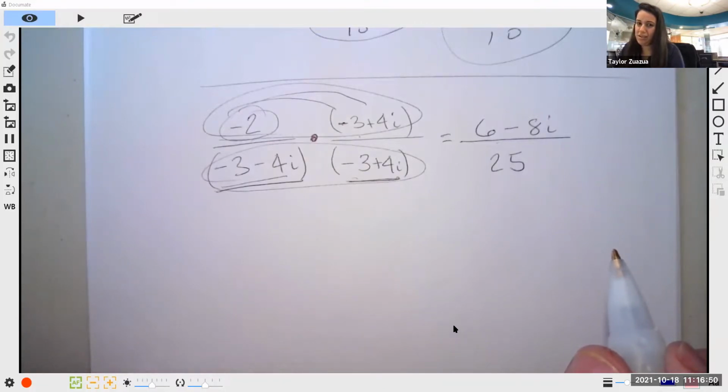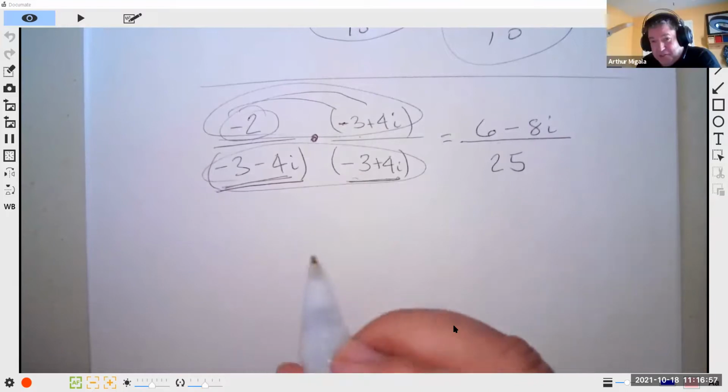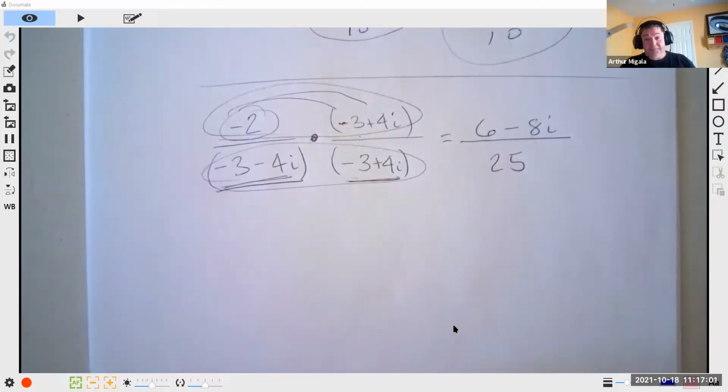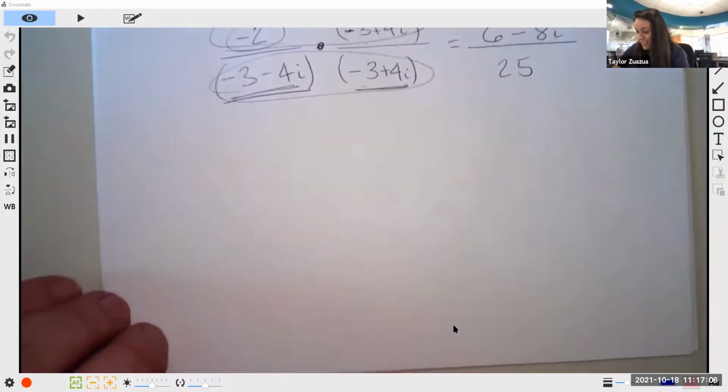I feel like I'm all wrong. Oh, no. Complex conjugates. That's the whole shortcut: the bottom number is always gonna be the shortcut. No i on the bottom, Taylor. Got it.